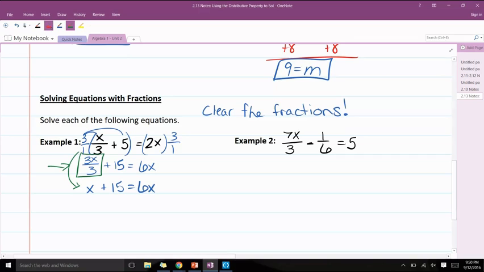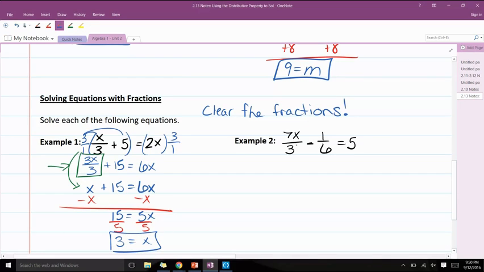Okay, so let's finish solving this equation. You guys know how to do this. We subtract x from each side, we get 15 equals 5x. Hopefully you're still taking your notes. Okay, then you divide each side, and you get 3 equals x.